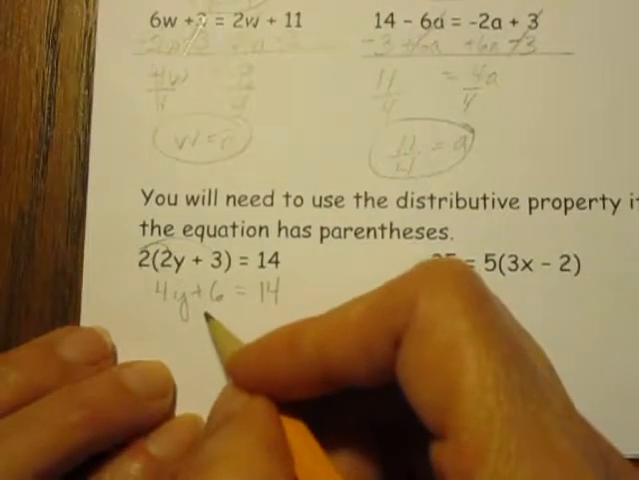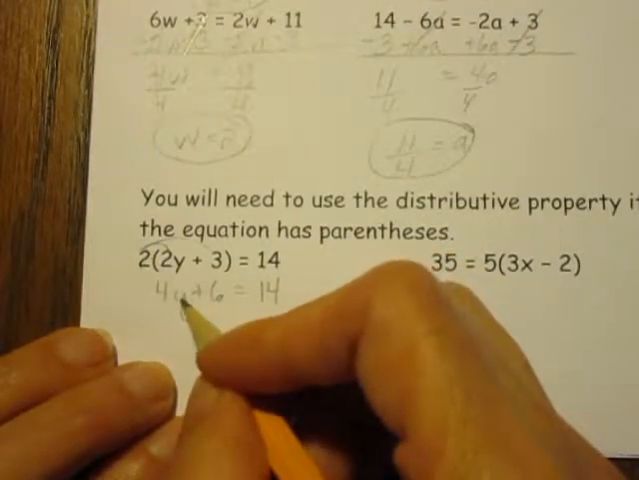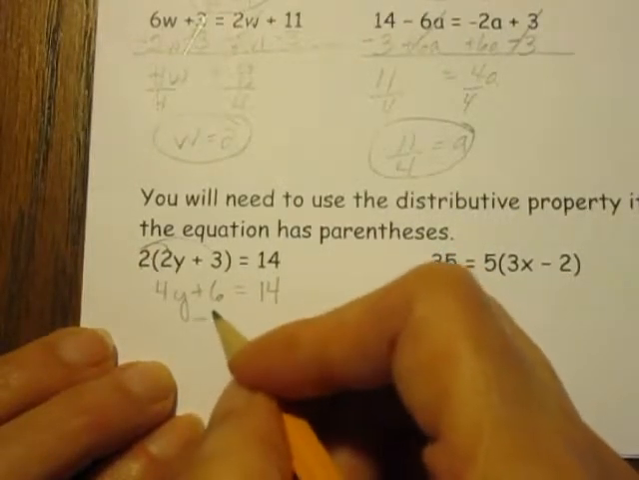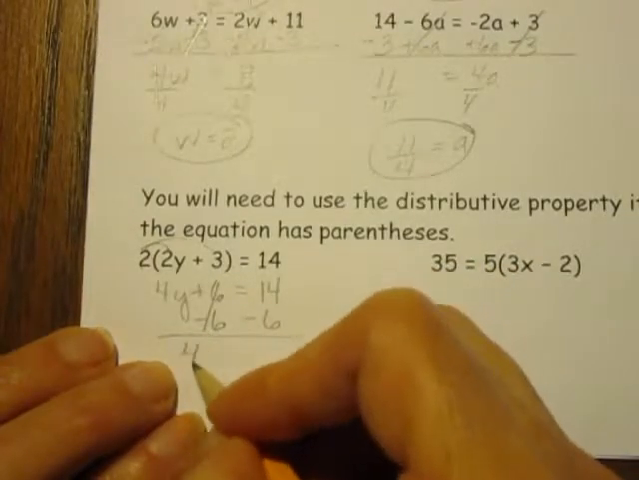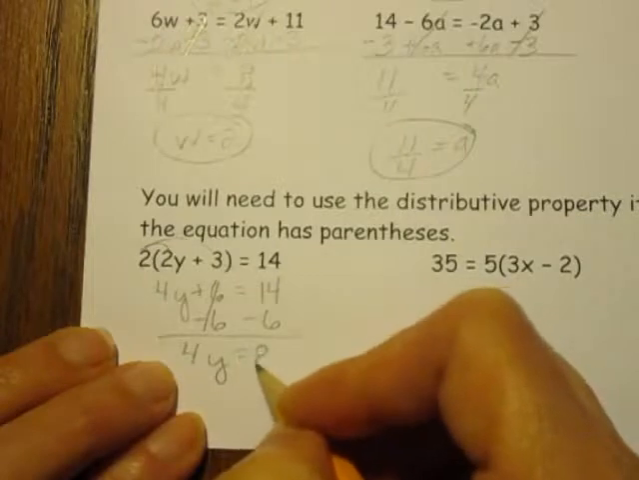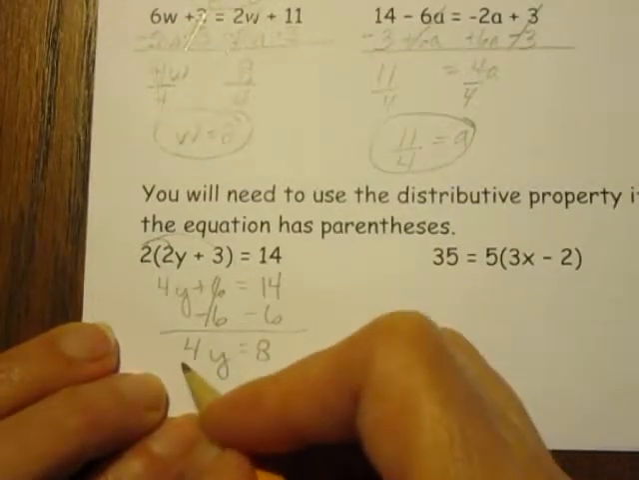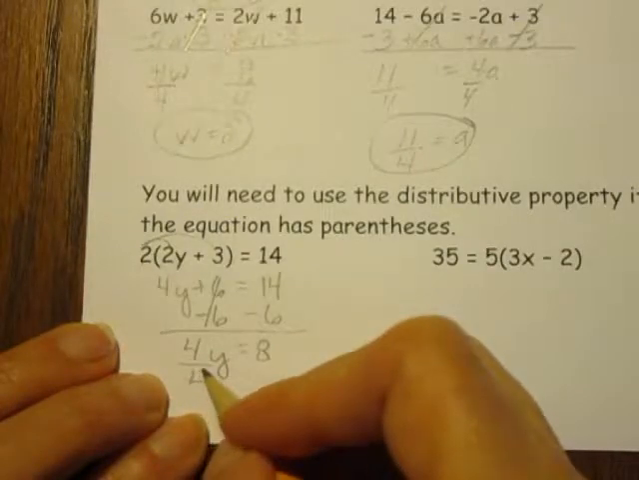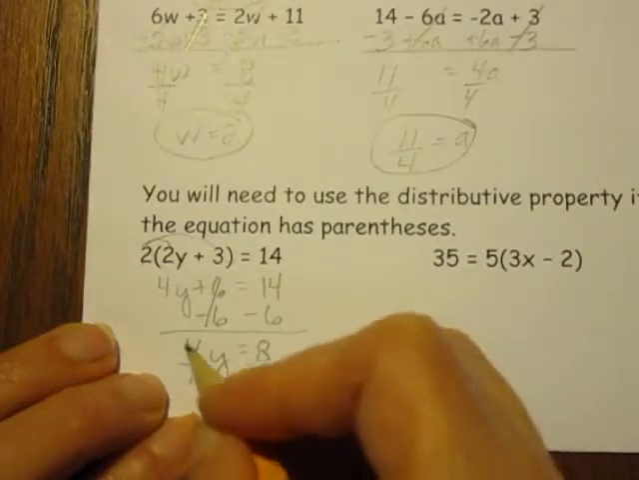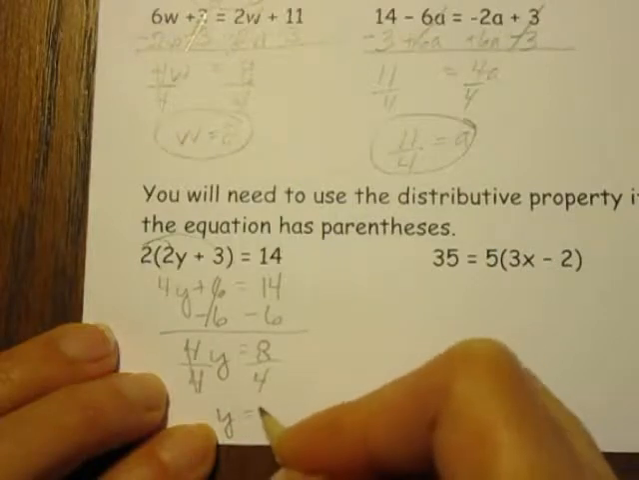Now I need a single variable equation that I can try to isolate that variable y. I'm going to subtract 6 from each side. This eliminates, so I have 4y is equal to 8. Again, I'm trying to get y by itself. This is 4 times y. I undo that by dividing each side by 4. So y would be equal to 2.